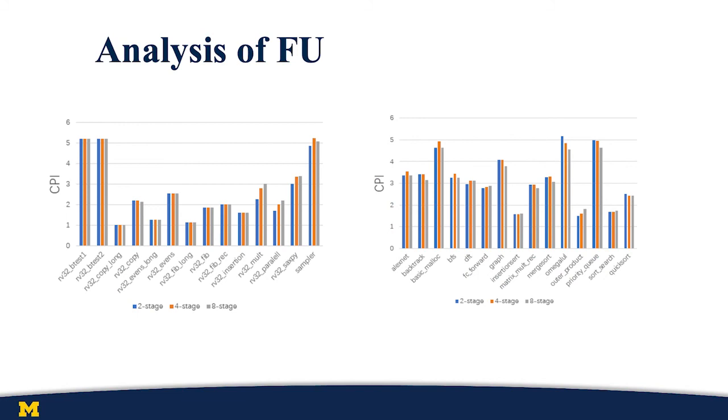An interesting analysis is the stage number of the multiplier. The left graph and the right graph show the CPI of different-stage pipelines by testing assembly files and C program files. Combining these two graphs, we can draw the conclusion that the 8-stage multiplier can more fully exploit instruction-level parallelism than the other two due to its high latency.